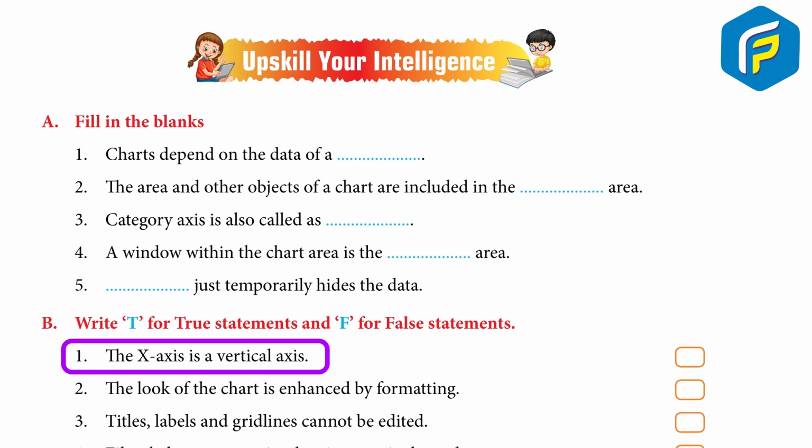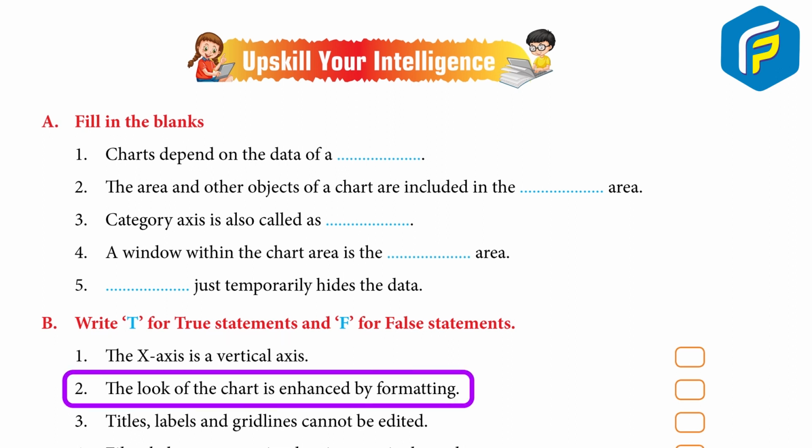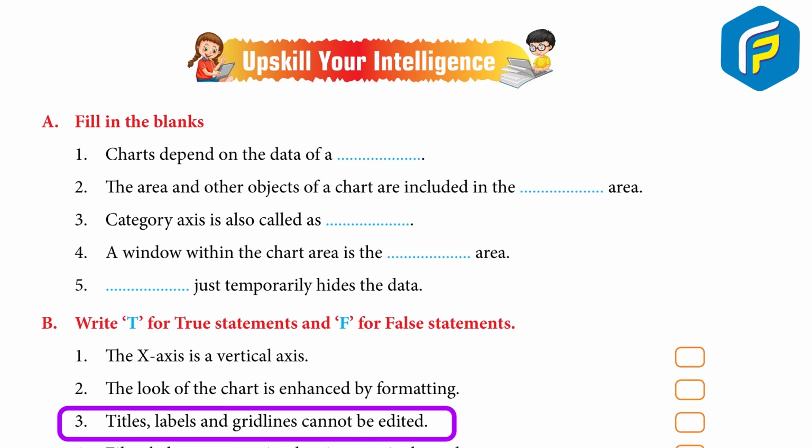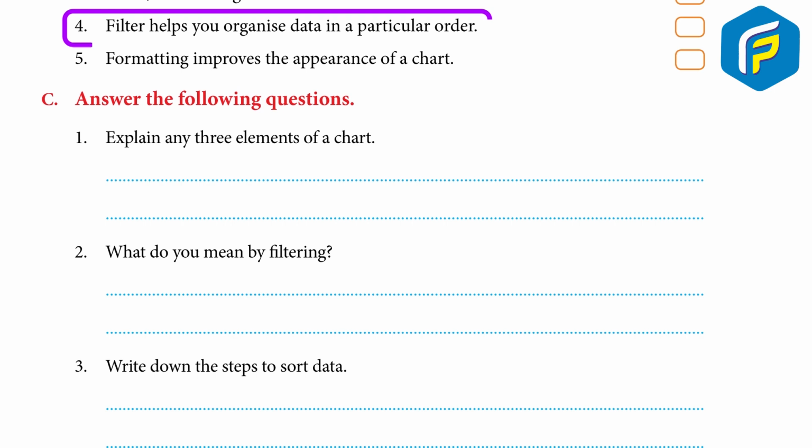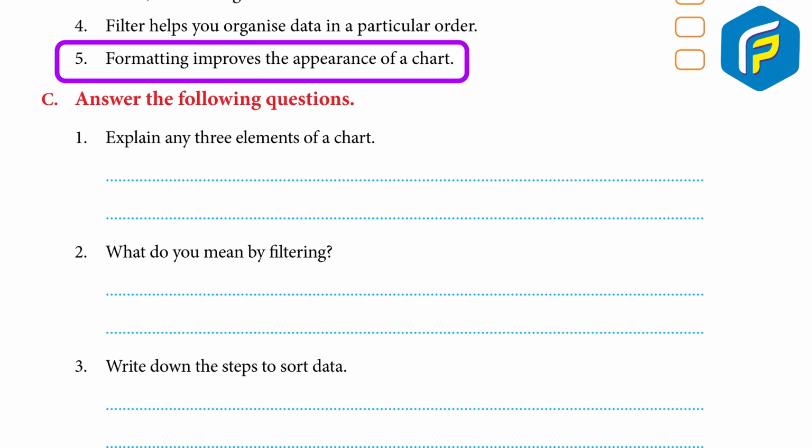B. Write T for true statements and F for false statements. 1. The axis is a vertical axis. Answer: false. 2. The look of the chart is enhanced by formatting. Answer: true. 3. Titles, labels and grid lines cannot be edited. Answer: false. 4. Filter helps you organize data in a particular order. Answer: false. 5. Formatting improves the appearance of a chart. Answer: true.